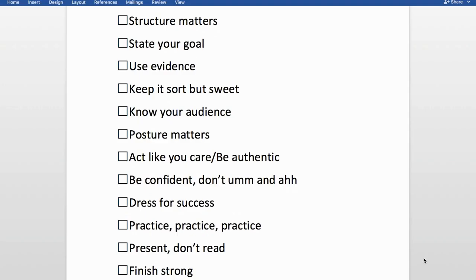Now that I've given the speech, let's go back through and analyze it and see if I did all the tips that I suggested that you should do. So the first one is structure matters. So did I have a structure?